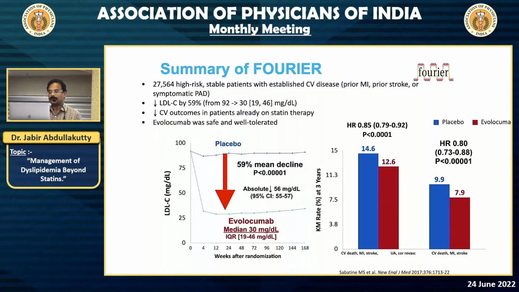In the FOURIER trial, the summary is that there was a 59% decline in the LDL level on top of maximally tolerated dose of statin therapy in 27,564 patients, a 60% additional LDL reduction. And you can see the reduction in the endpoints. This reduction was more prominent in those patients who were at high risk, like those who had a recent myocardial infarction, diabetes, peripheral arterial disease, or cerebrovascular disease.